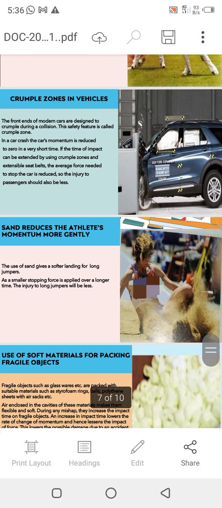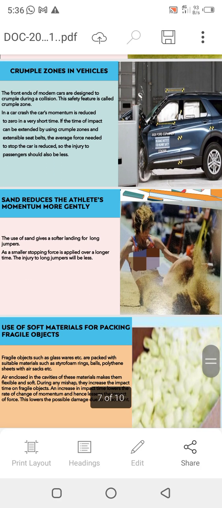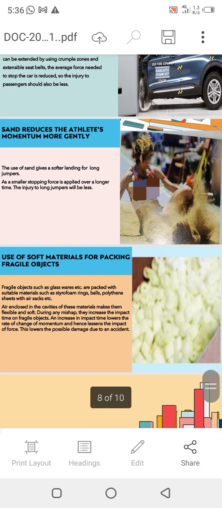And the fourth example: sand reduces the athlete's momentum more gently. The use of sand gives a softer landing for long jumpers. As a small stopping force is applied over a longer time, the injury to long jumpers will be less. In the other case, if the long jumper jumps onto hard, solid concrete ground, then the chance of injury will be very large, will be greater.